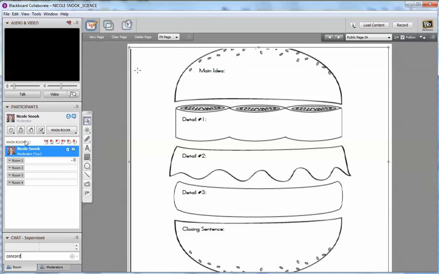Of course, if you were trying to do a group paragraph where everybody is contributing to some piece of the hamburger, you could have them work on their own, and then you could bring them back as a whole group and fill in the graphic organizer together with each student contributing.